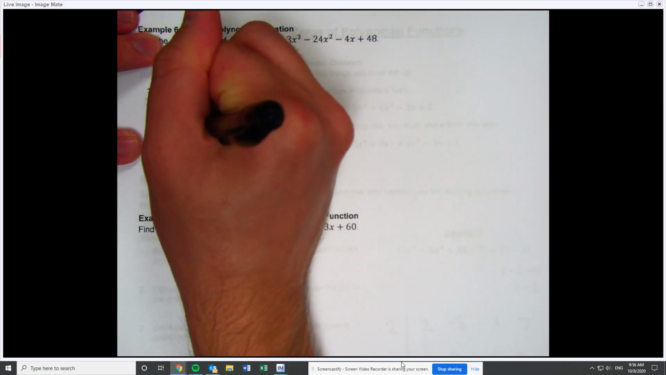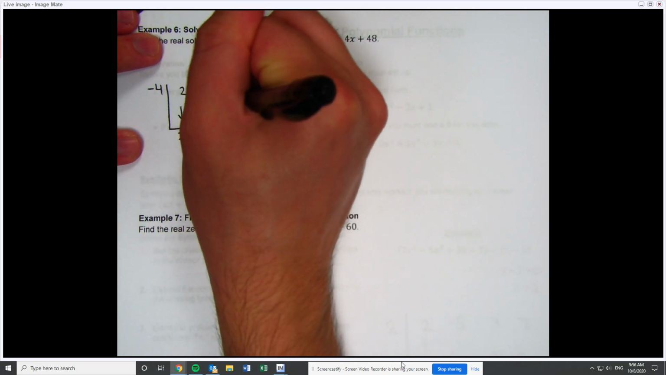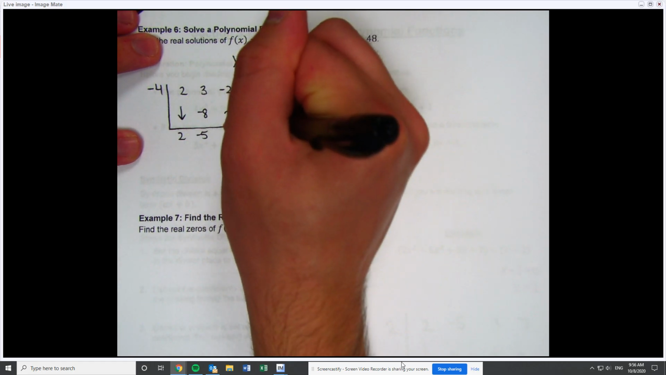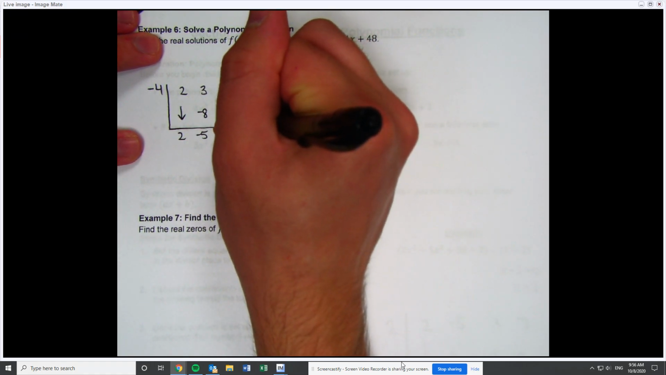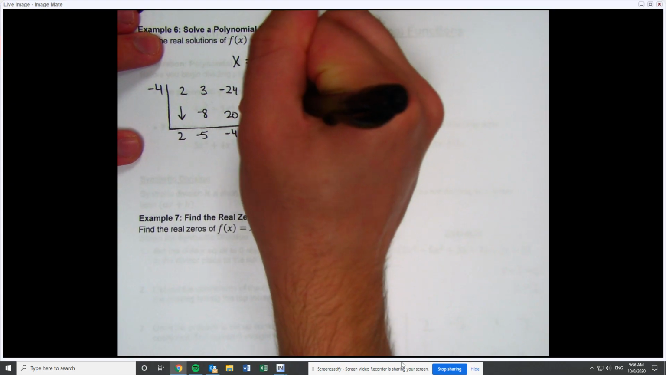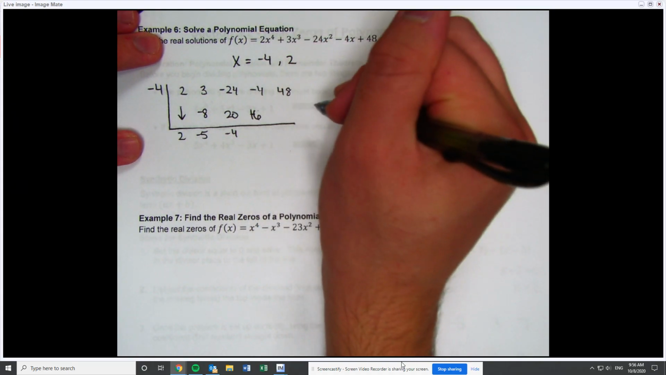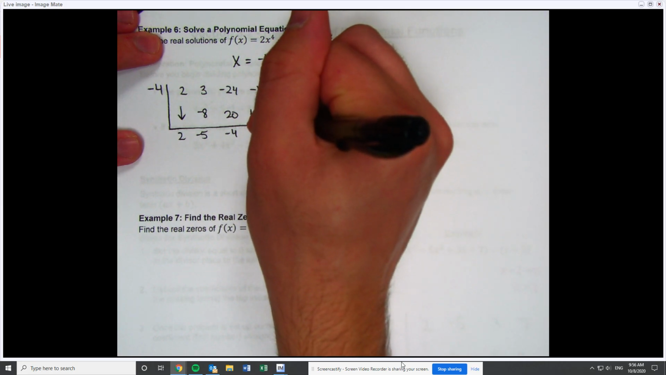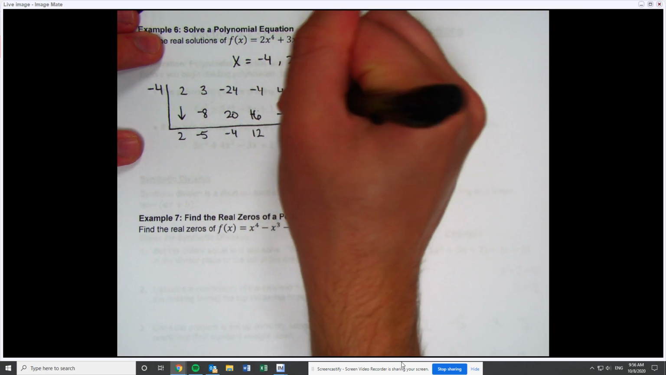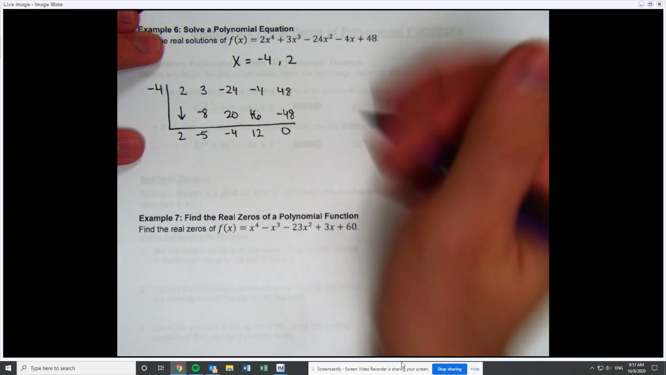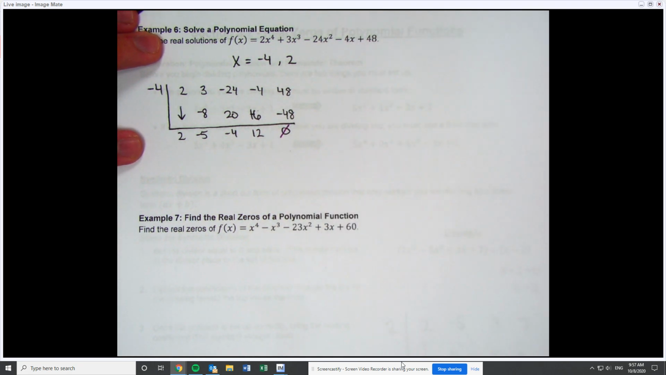Drop the first one. That's 2. That's -8. That's -5. That's 20. That is -4. That's negative. Oh, no, that's positive 16. Sorry. That's 12. That's -48. That's 0. Got it. It ended with 0, just like we knew it would.